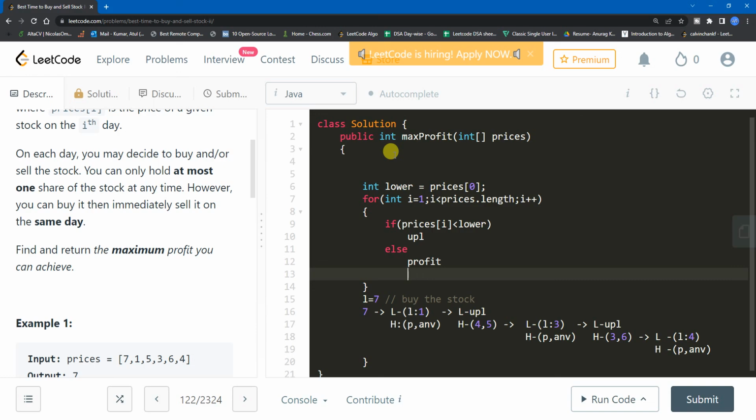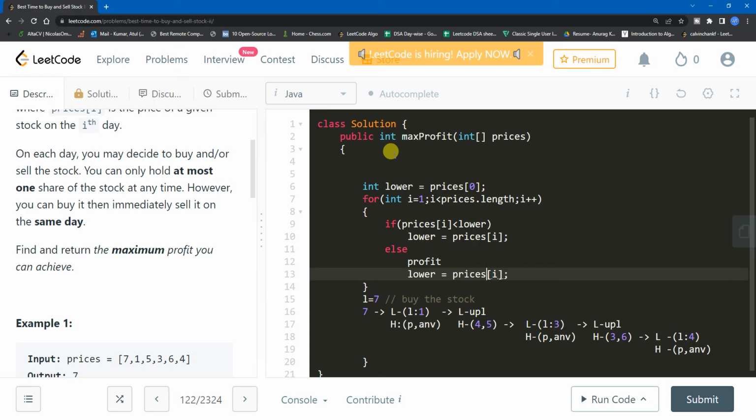I'm writing here stock on the same day. Now, this stock on same day is simply A and B. A and B is nothing but a lower value, and we simply update the lower value. So here you just write lower is equal to prices of i. Although it is A and B, we also update the lower value with prices of i.